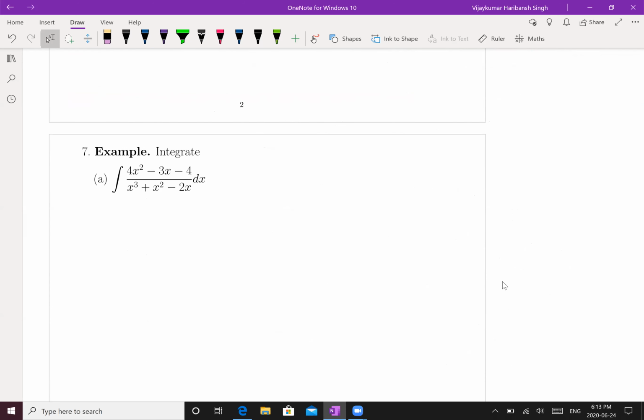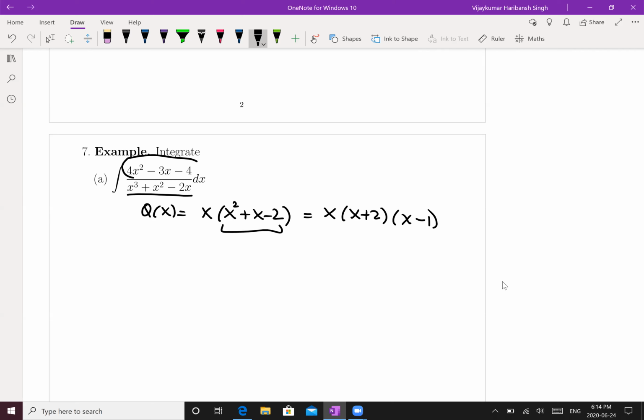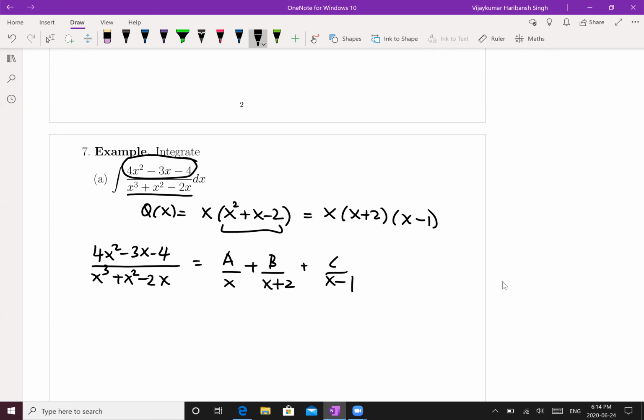So here we have 4x squared minus 3x minus 4 upon x cubed plus x squared minus 2x. So first thing is we'll factorize the denominator. So our q of x in this case is x common, what is left in the bracket, x squared plus x minus 2. And this can be split further. This is not irreducible, right? Because this has factorization x plus 2 times x minus 1. Now numerator, look at the degree of numerator. Degree of numerator is less than degree of denominator. So we can write this as a by x plus b by x plus 2 plus c by x minus 1. So this is what the theory of partial fractions tells us.